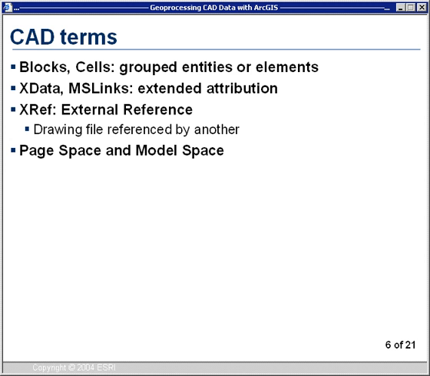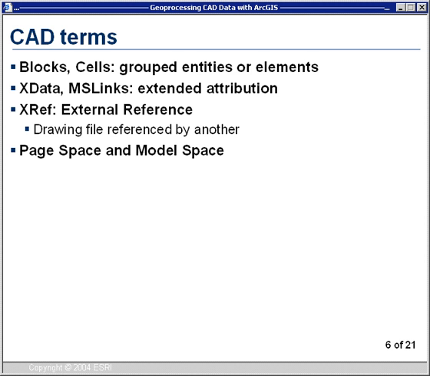You may discover or encounter something called an XRef. This is an external reference, a way that a drawing file may reference or be referenced by another drawing file. So you might embed these within each other. Page space and model space are similar to layout view and display view for those of you who are familiar with ArcMap. I bring this to your attention because ArcGIS doesn't recognize objects contained in CAD page space. So if you have something in your CAD page space, a north arrow or a scale bar, for example, ArcGIS won't recognize that. This is something you'd need to consider if you're converting drawings from one format into GIS.